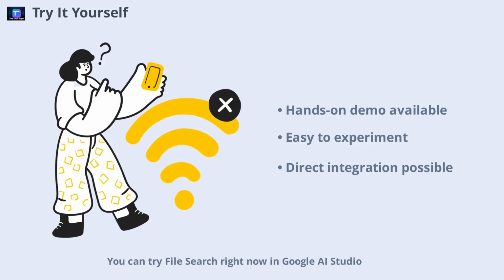You can try file search right now in Google AI Studio. There's a demo called Ask the Manual, where you can upload your own files, ask questions, and see how well the tool grounds its answers. Once you're comfortable, you can remix the demo or integrate file search directly into your own applications. It's a hands-on way to experience the benefits of this new tool.